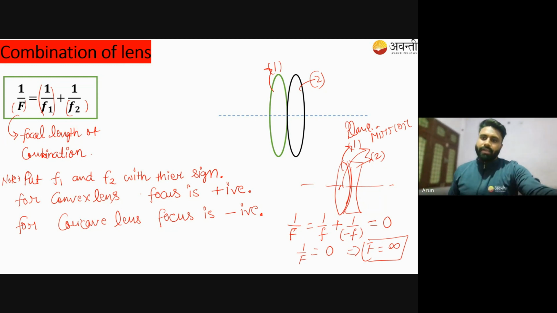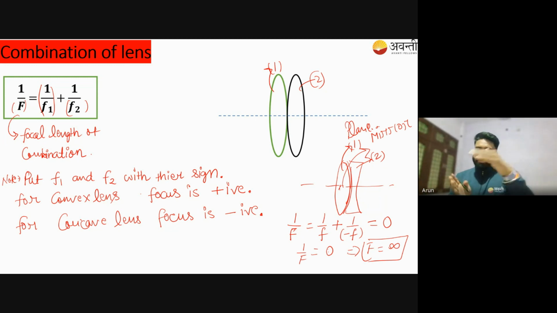Okay, and why is it so? Because a parallel beam of rays would not diverge; it sends the parallel beam out parallel to itself, so the rays appear to meet at infinity. That is why the focus point of a plane mirror is at infinity. So that is how you are going to find the focal length of the combination.